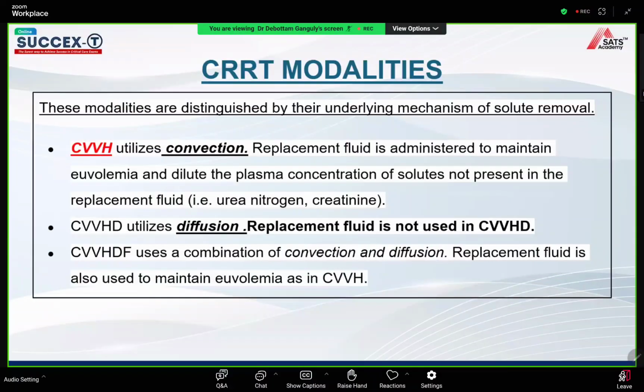And there is a term ultrafiltration. In ultrafiltration, what happens? It is the passage of water through a pressure. The pressure-dependent process is ultrafiltration.